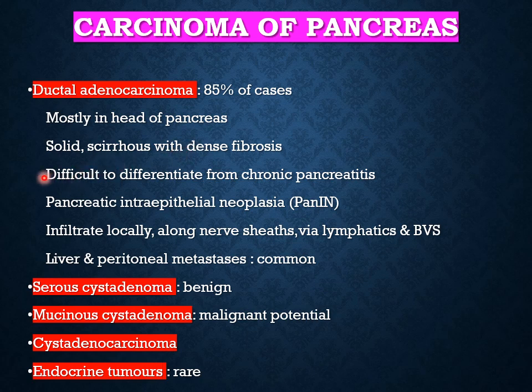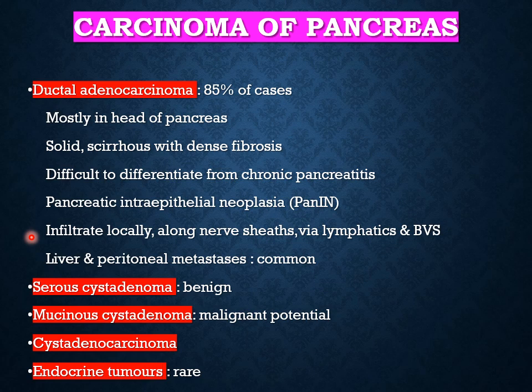It is often difficult to differentiate clinically from chronic pancreatitis. Often needle biopsies are needed to confirm the diagnosis, which are these days much easier done by using the EUS, endoscopic ultrasonic methods. The precursor of such tumors is the pancreatic intraepithelial neoplasia, or PanIN, which is a form of carcinoma in situ, which predisposes to the development of frank carcinoma of the pancreas.